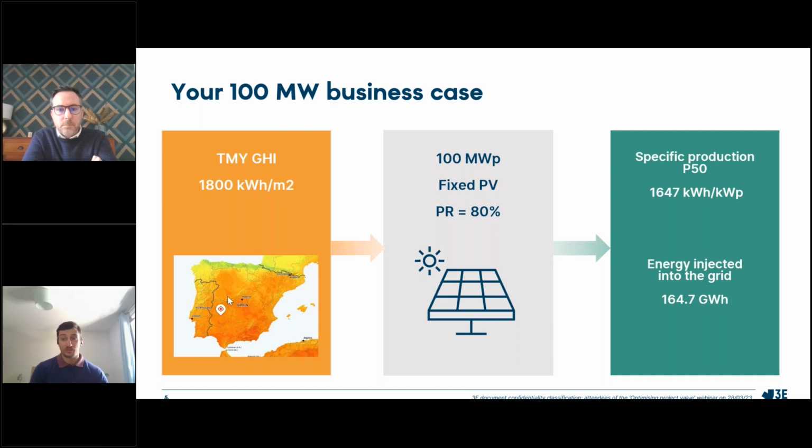You have your specific P50, and now you are going to go into all the exceedance probability calculation and the uncertainty evaluation around this production value, because you want to estimate and optimize these production values.